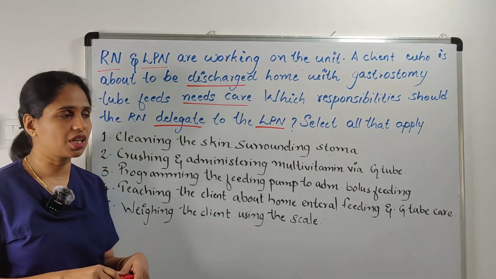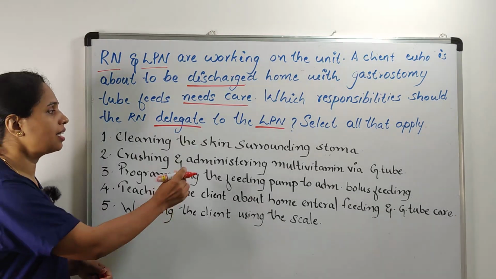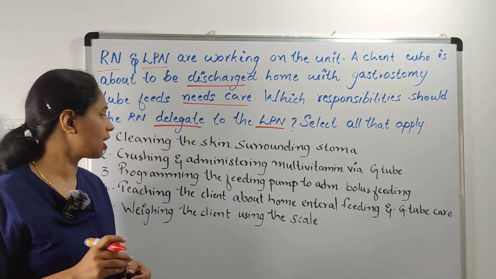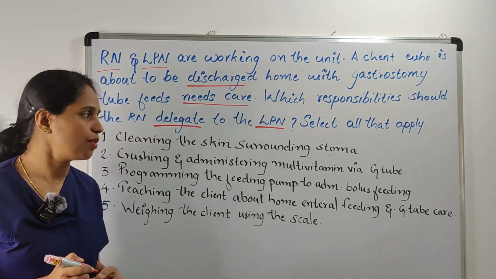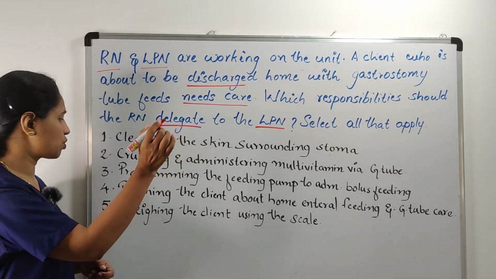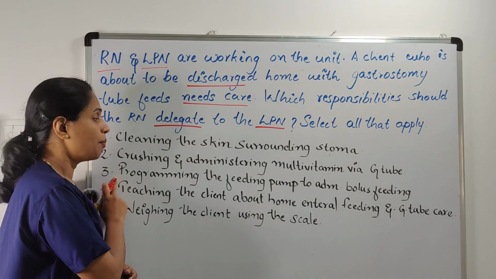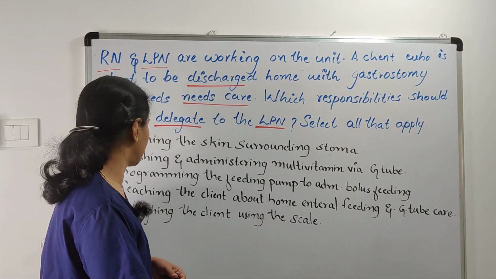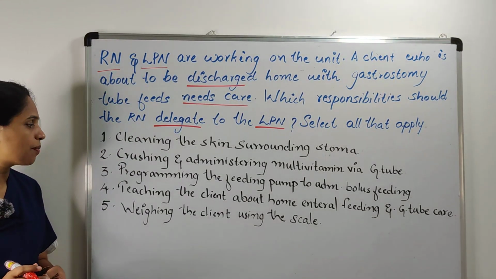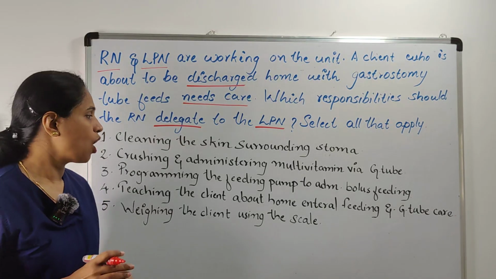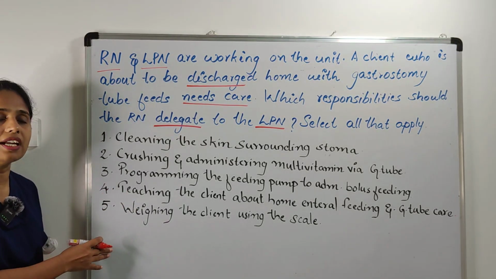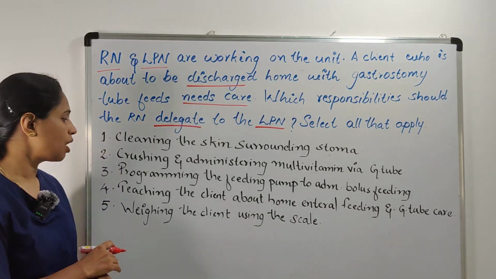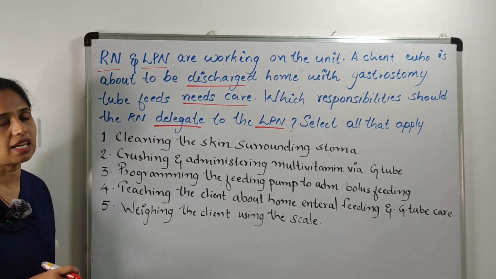Now we'll read the options. Option 1 says cleaning the skin surrounding the stomach. Option 2 says crushing and administering a multivitamin through the gastrostomy tube. Third says programming the feeding pump to administer a bolus feed. Number 4 says teaching the client about home enteral feeding and gastrostomy tube care. And the fifth one is weighing the client using a scale.